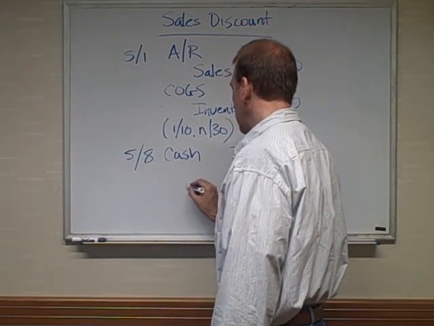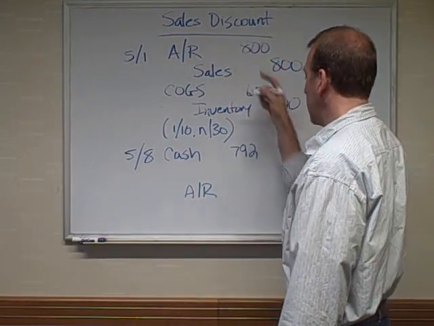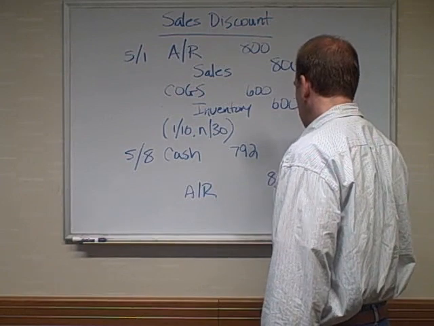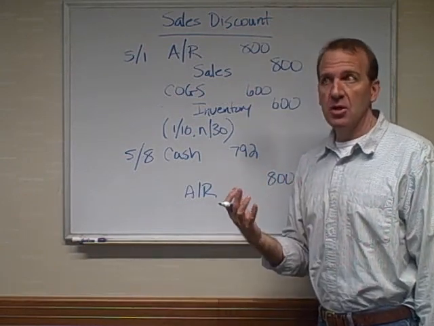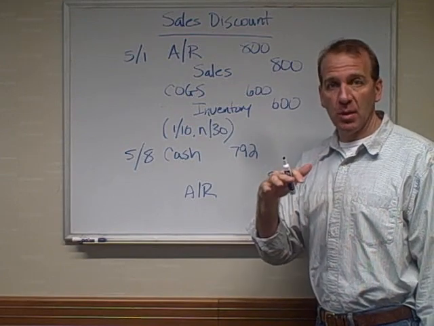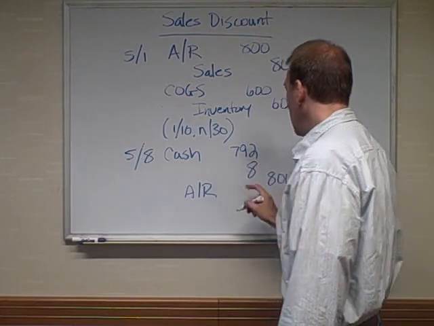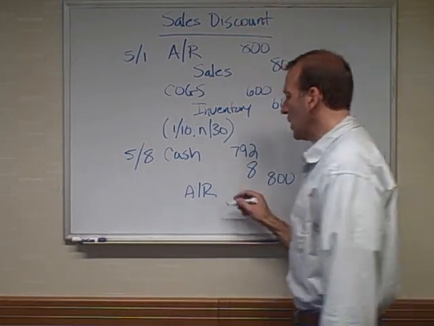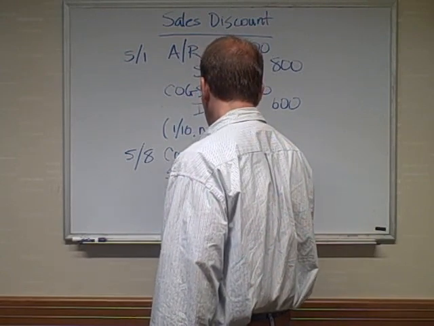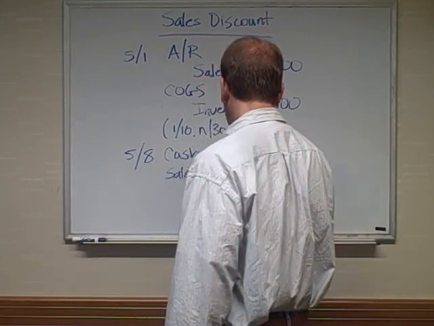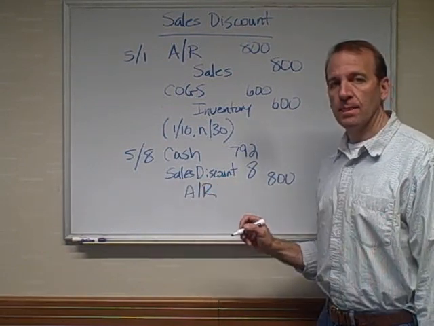Now I'm gonna leave some space here. We're gonna eliminate our accounts receivable for $800 because it's still in our books $800. We have to eliminate that because they're paying us, so we have to eliminate that accounts receivable of $800. You'll notice that our journal entry is not in balance. To get it to balance, we need this $8. And the entry we're gonna record is sales discount. The account we're gonna record this into is sales discount, okay?